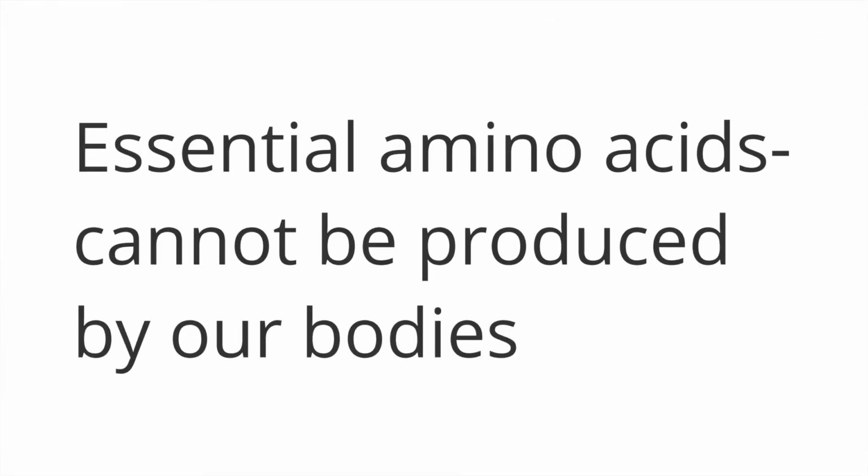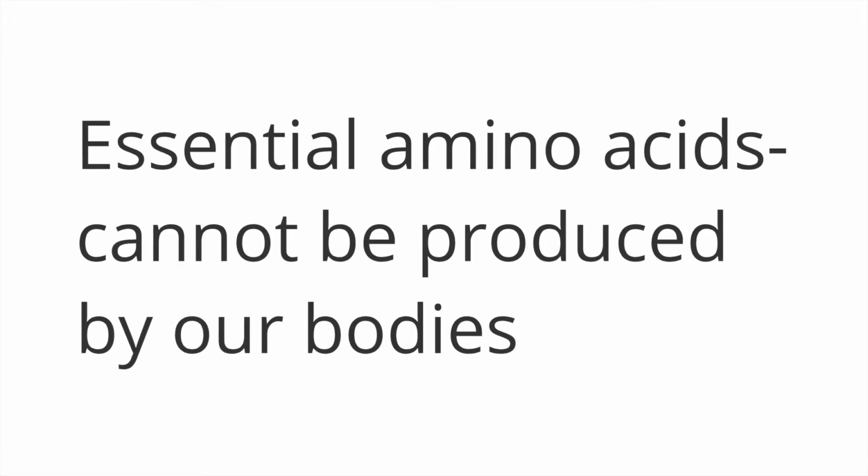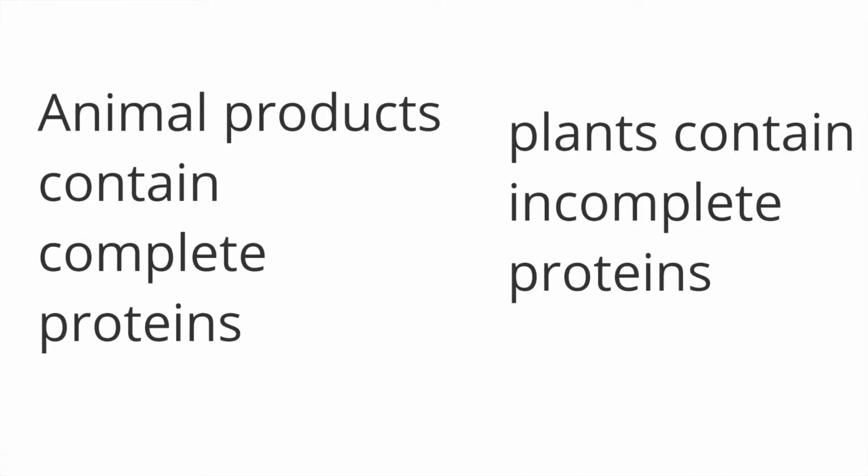Alright, there are 2 types of amino acids. We have essential amino acids, which cannot be produced by our bodies, so that means we have to get them through our diet. Animal proteins, animal products like meat, will contain complete proteins. Plants contain incomplete proteins. So if you're a vegetarian, you have to make sure that you get all the essential amino acids you need, and you can do that pretty easily just by eating beans and rice.